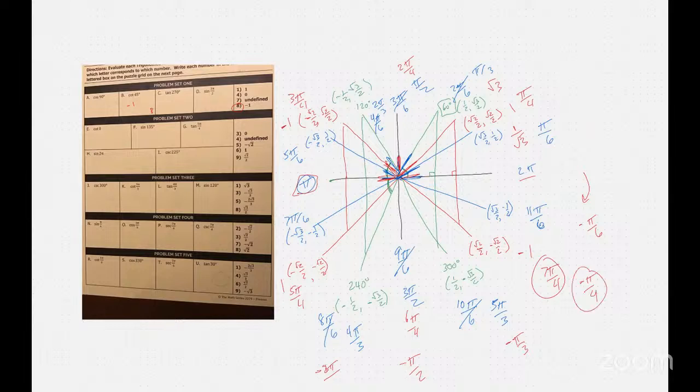Exactly. Yep. And you can keep going. So this could also be 13 pi over 6 right here. This could be 9 pi over 4. Right? Those are called coterminal.